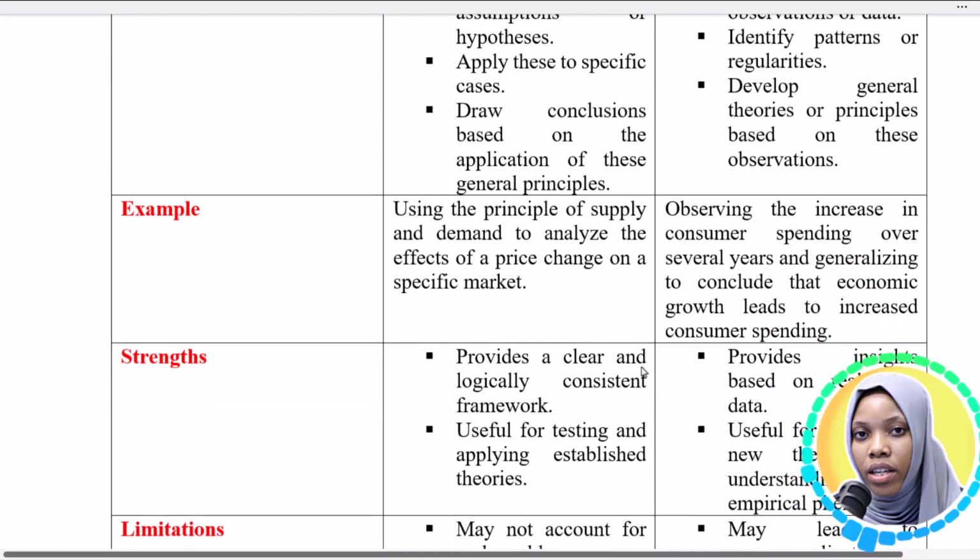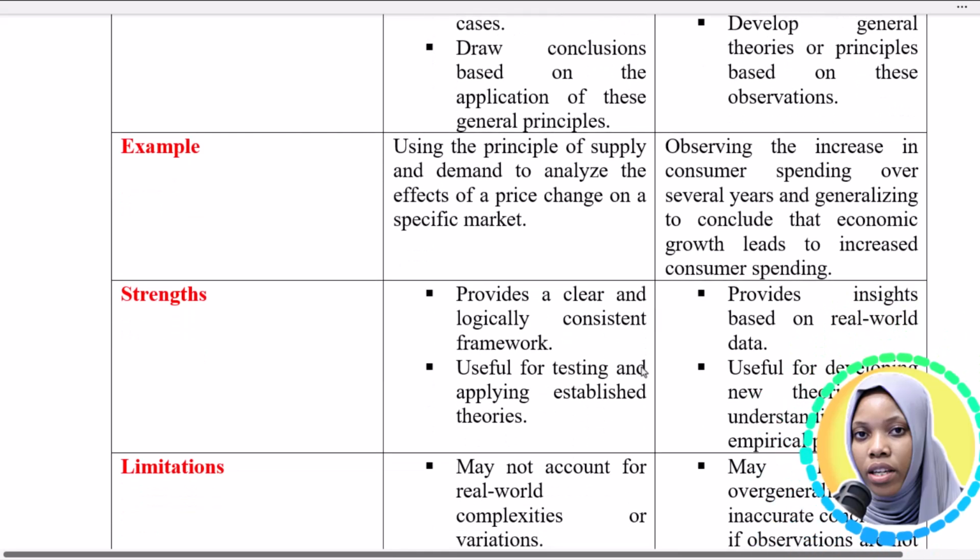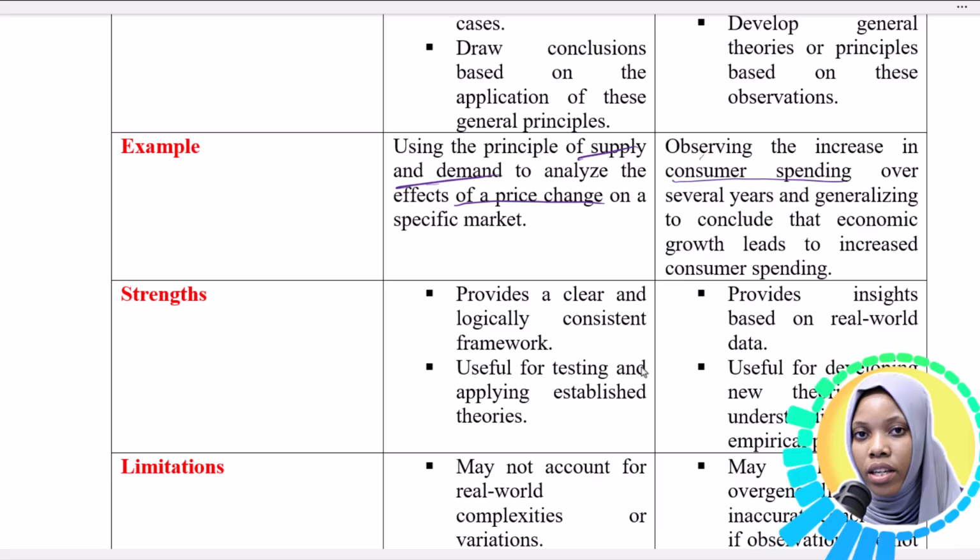An example of the deductive is using supply and demand to analyze the effect of price changes. Whereas an example of the inductive is when we observe an increase in consumer spending, and it is not for a short term, it is over several years, and then you make a general conclusion about what you have observed.